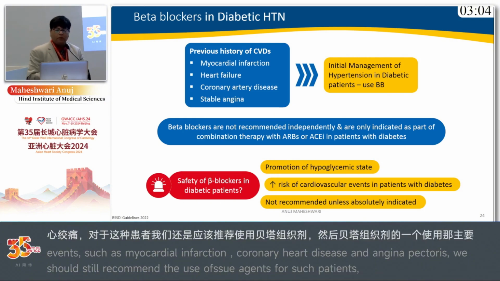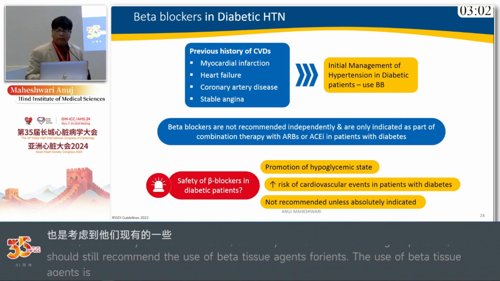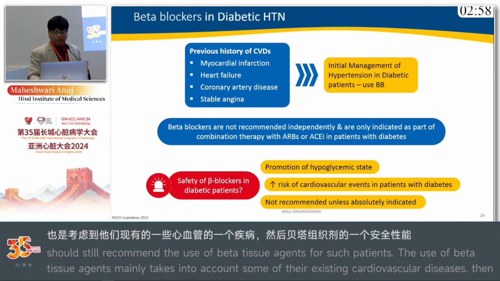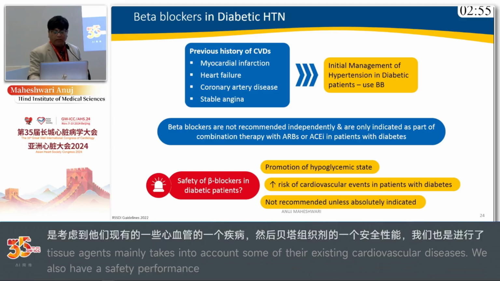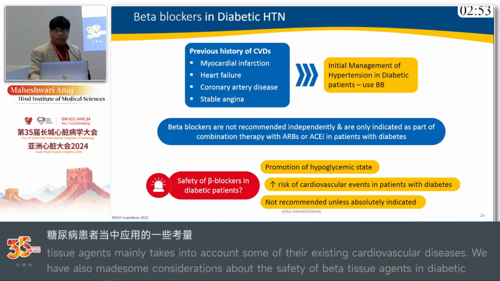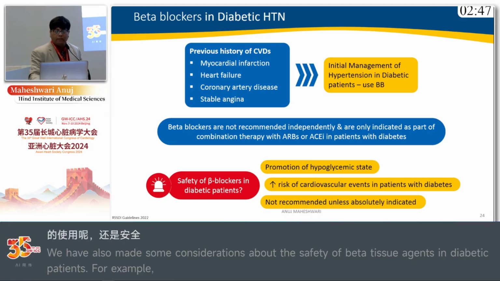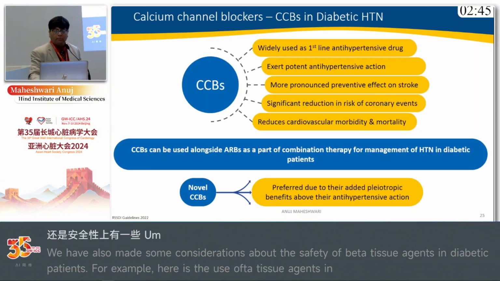Beta blockers are not recommended independently; they are only indicated as part of combination therapy with ARBs or ACE inhibitors in patients with diabetes. The safety of beta blockers in diabetic patients is questionable because they promote a hypoglycemic state and increase the risk of cardiovascular events in patients with diabetes, and they are not recommended unless absolutely indicated.